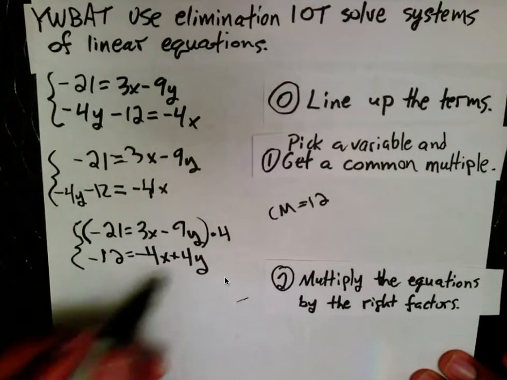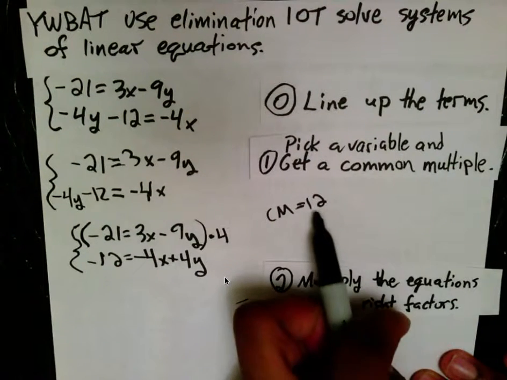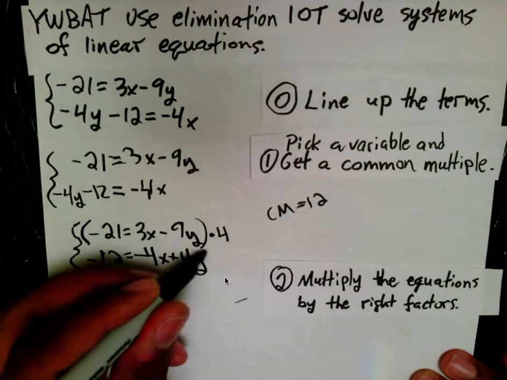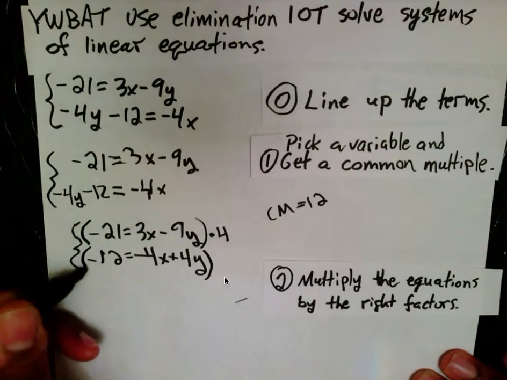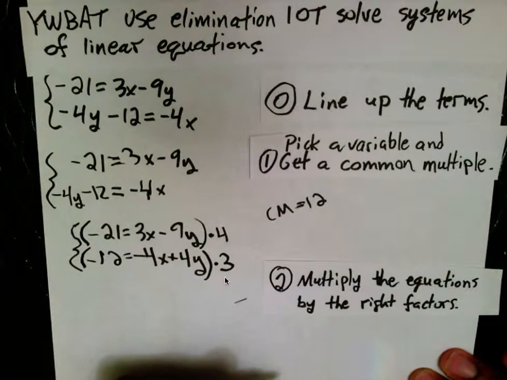Same thing for the bottom. I have 4x. I want to get a common multiple of 12. 4 times what equals 12? 4 times 3. So I multiply my entire bottom equation by 3.